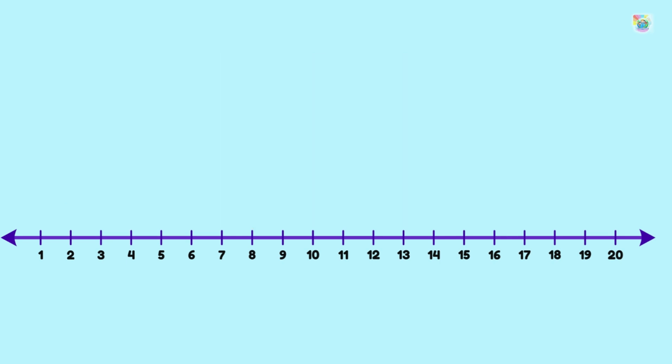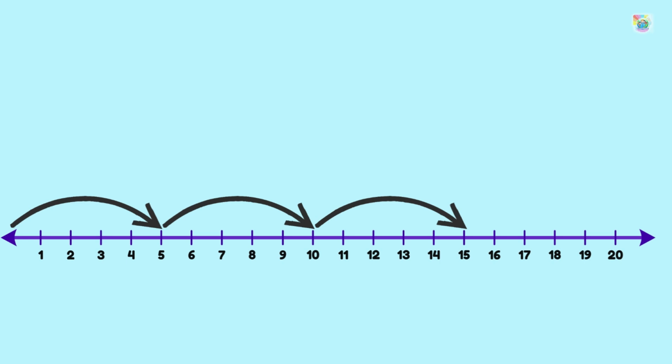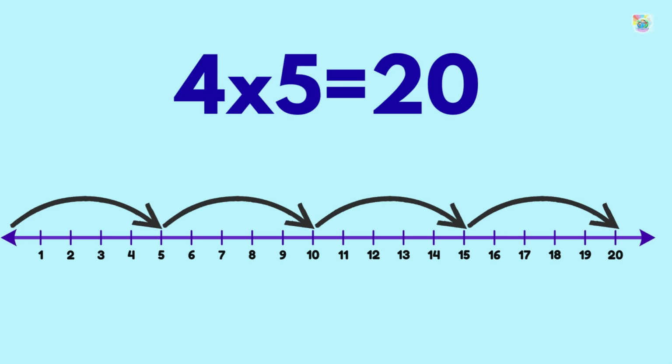Let's try one more. 4 jumps of 5. Start at 0. Jump 1, 5. Jump 2, 10. Jump 3, 15. Jump 4, 20. So, 4 times 5 equals 20.